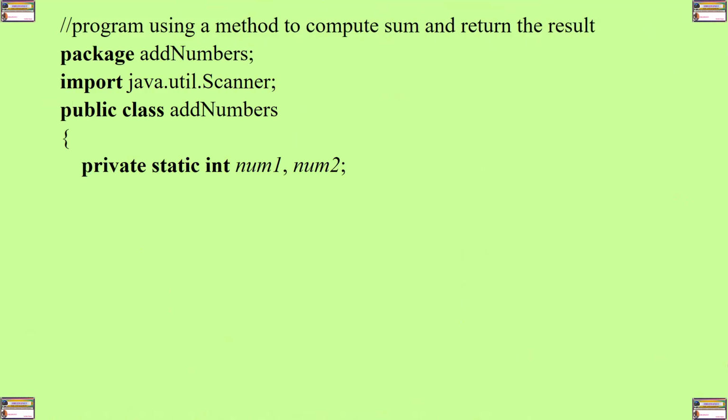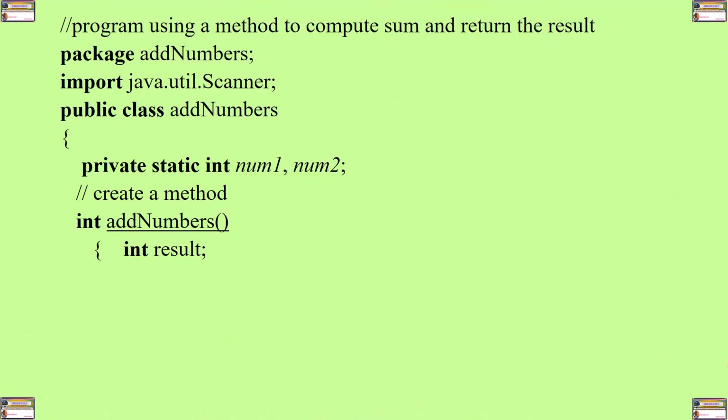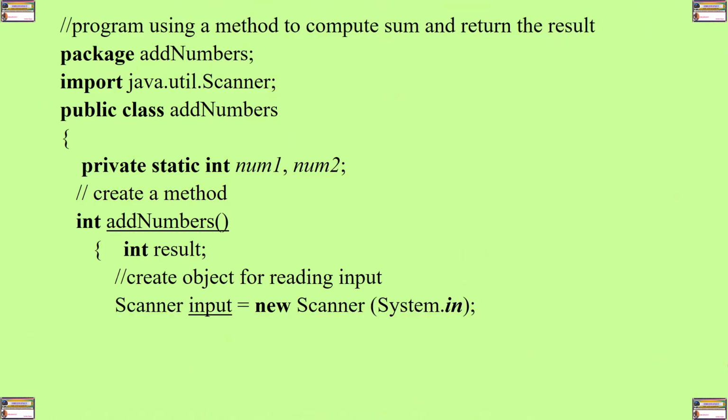We declare two data members, num1 and num2, whose content is supposed to be of type integer, and it is private. Then we create a method within our class, and the method is add numbers. Now this add numbers method is expected to return a value of type integer back to the caller, who is the main method. And then under its definition, we are declaring a local variable by the name result, which is supposed to hold the value of type integer.